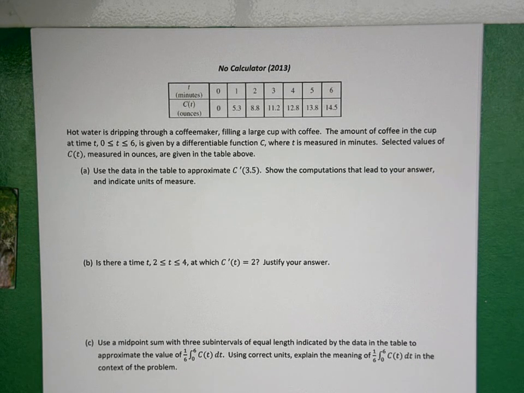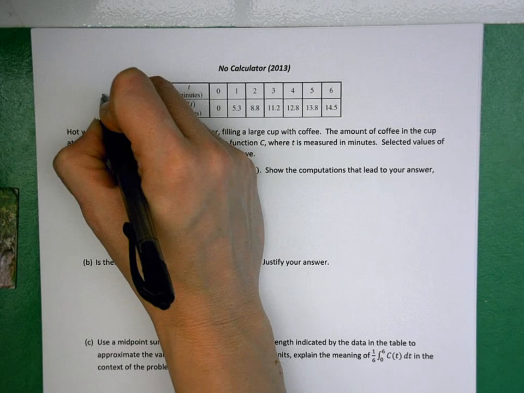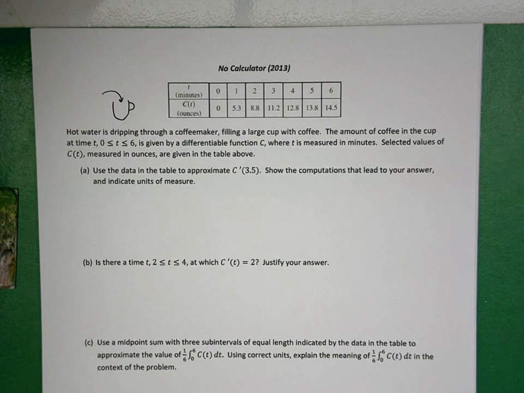Okay, so 2013, we are looking at a non-calculator one here. It says hot water is dripping through a coffee maker, filling a large cup with coffee. So again, I'm always drawing myself, not fancy drawings, but just something to make sure I'm kind of picturing what's being talked about. So there's my hot water dripping through a coffee maker, filling a large cup with coffee.